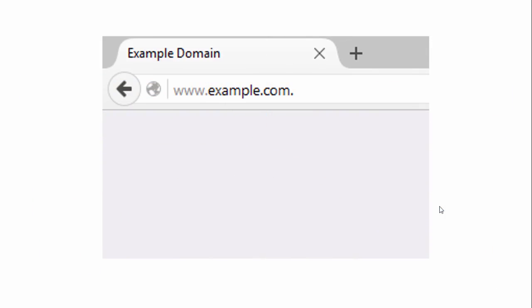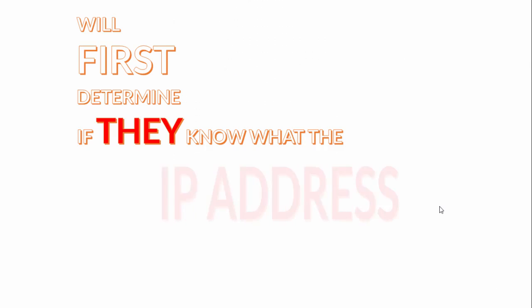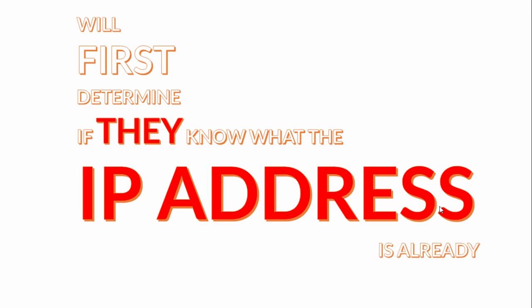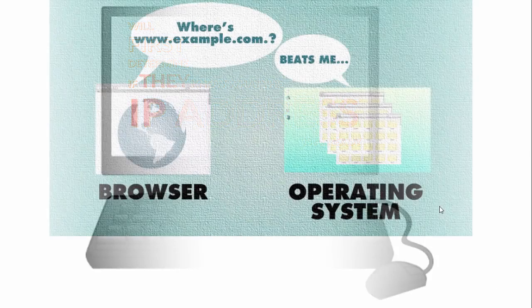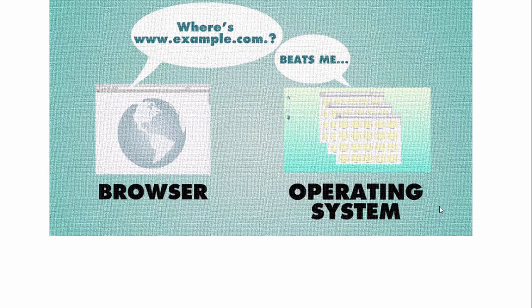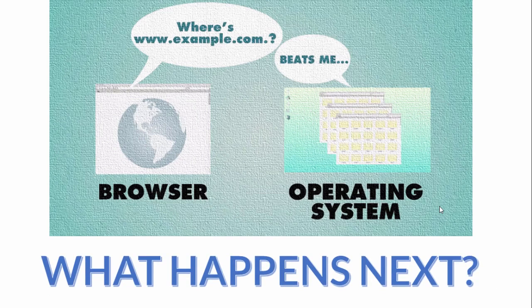So when we first search for www.example.com, our browser and our operating system will first determine if they know what the IP address is already. It could be on our computer or it could be in cache memory. So the browser asks the operating system and they both don't know where www.example.com is. What happens next?